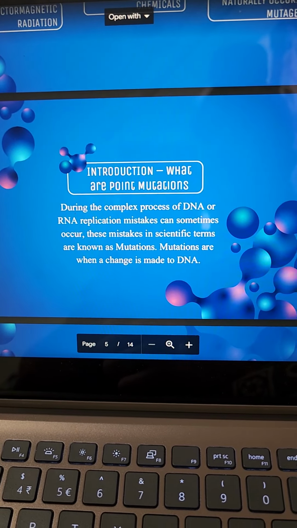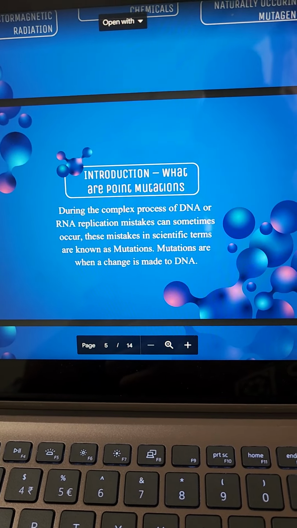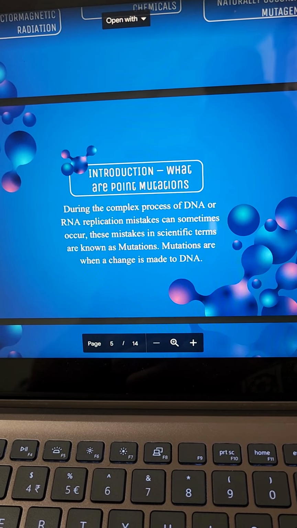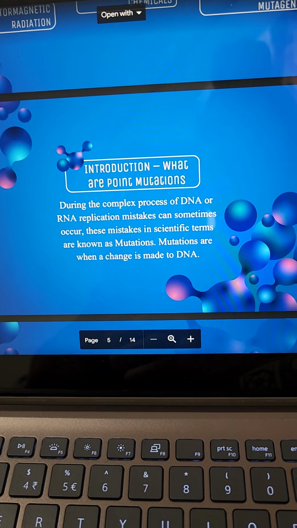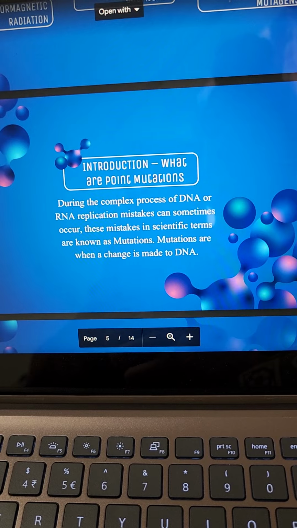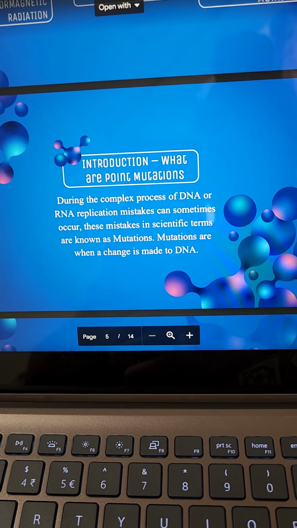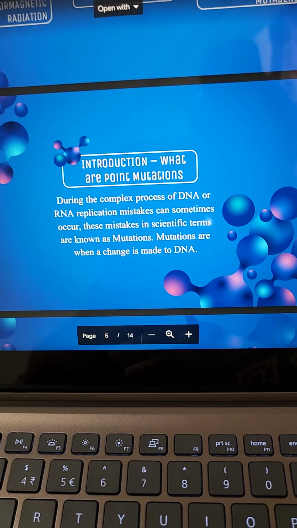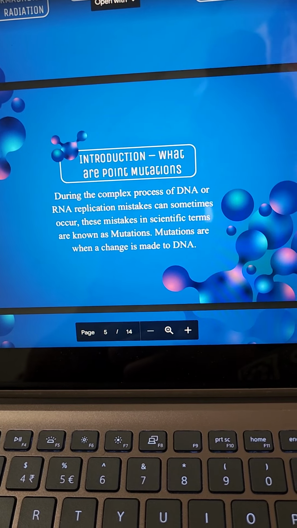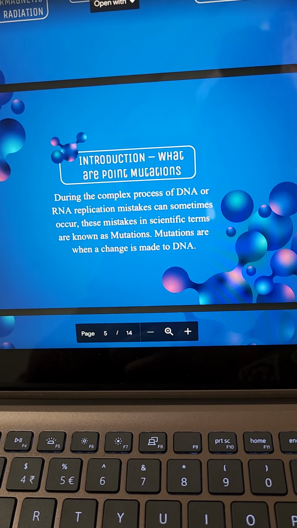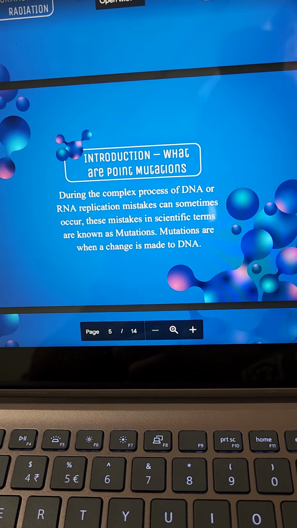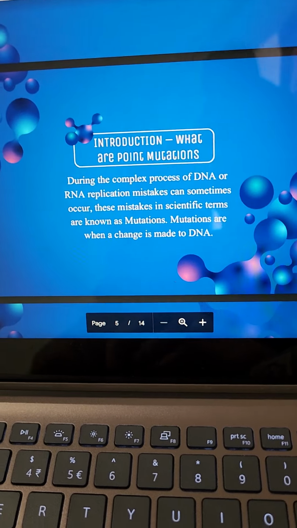Introduction. What are point mutations? During the complex process of DNA or RNA replication, mistakes can sometimes occur. These mistakes, in scientific terms, are known as mutations. Mutations are when a change is made to the DNA.